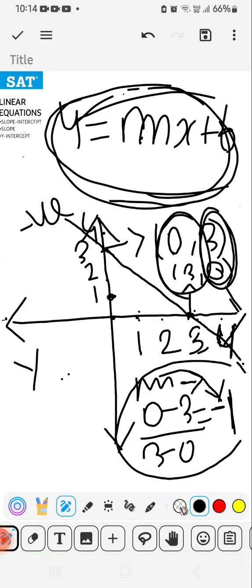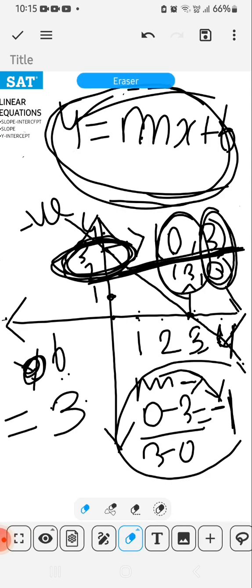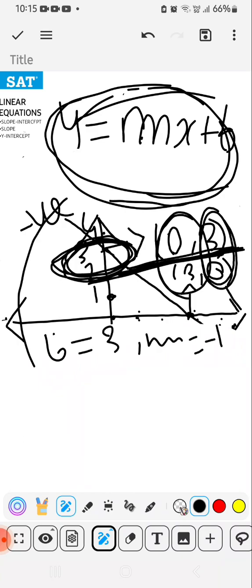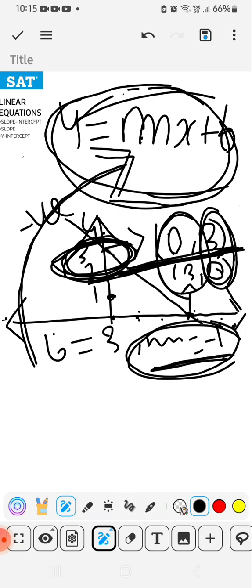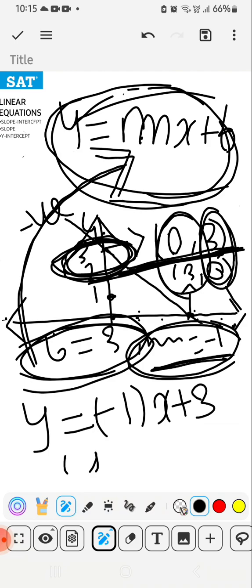Now, what is the y-intercept, which is the value of b, where the graph touches the y-axis, which is (0, 3)? So it would be 3. Now, let me tell you how to write this graph. The value of b was 3 and the value of m was minus 1. Plugging this into the equation, y equals minus 1 x plus the value of b, which is 3. It would be y equals 3 minus x.